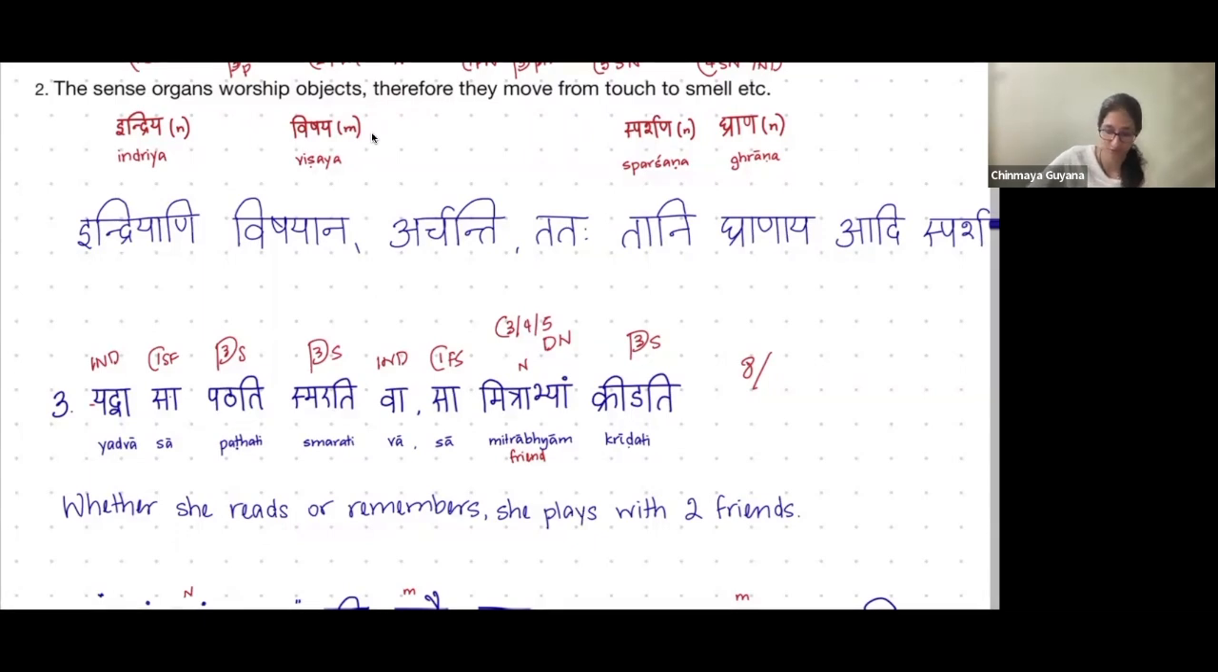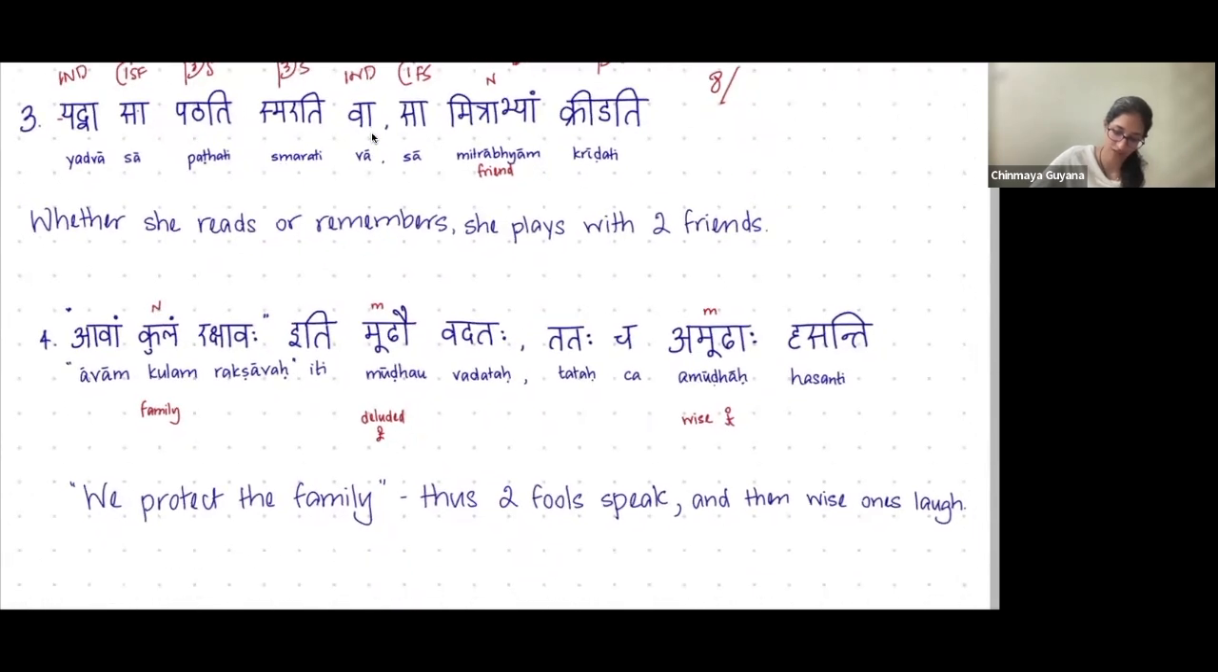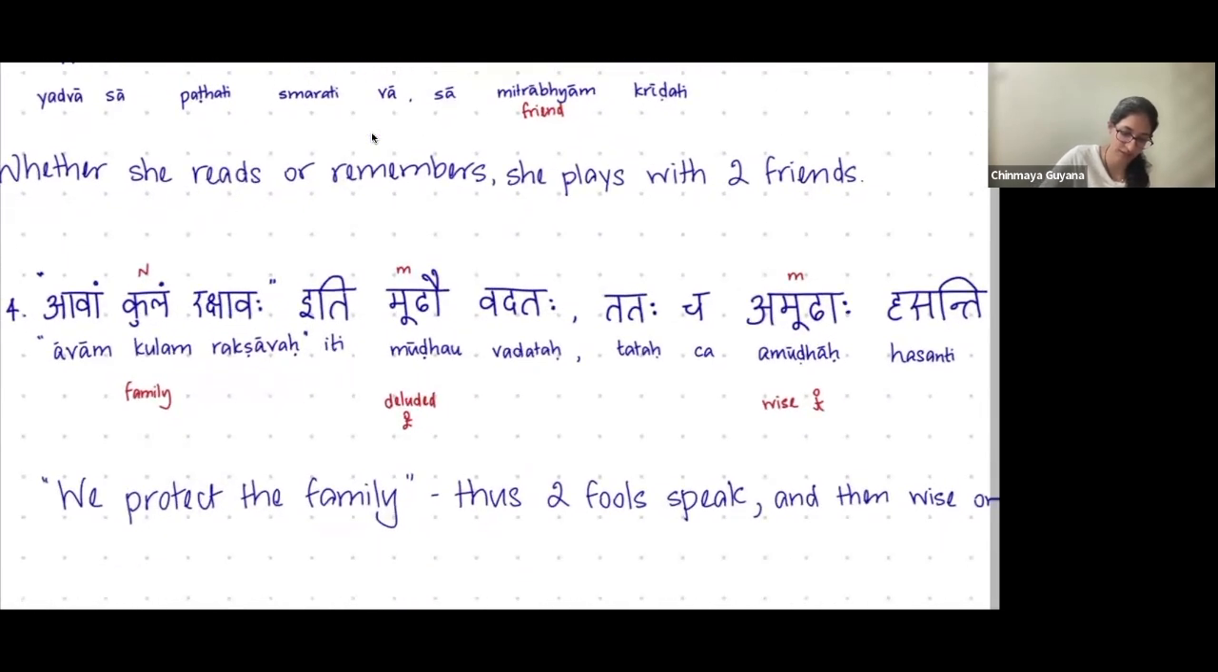So that question was out of 12. Last question. Let's see if we can finish it in the 2 minutes. "Avam kulam rakshavaha" – that is in quotations. "Iti mudhau vadataha tataha cha amuraha hasanti." So now you'll see there are 1, 2, 3 verbs.